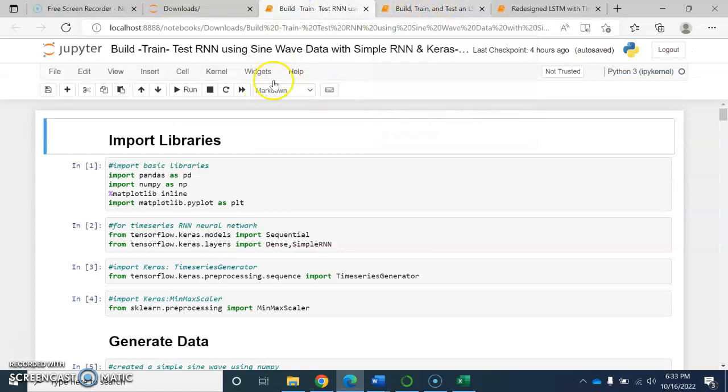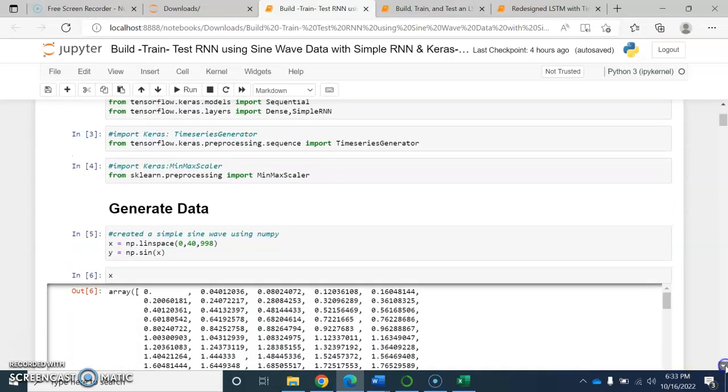using the sine wave dataset. And here is an example. Here in Python, we basically use different libraries such as NumPy, pandas, the sequential library, and then the time series generator as well. And then we also use the min-max scaler.